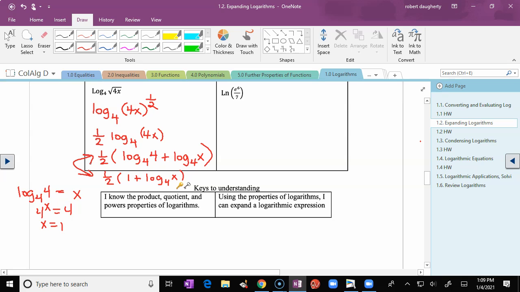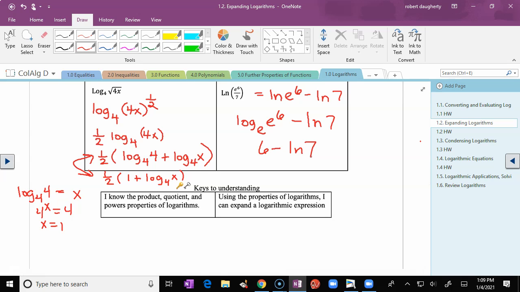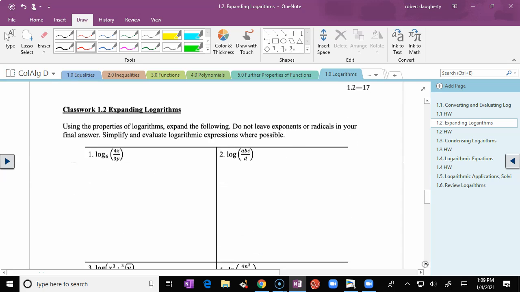Natural log of e to the 6 minus 7. So using the quotient rule, this is the natural log of e to the 6 minus the natural log of 7. This is the log base e of e to the 6 minus the natural log of 7. Remember, log base e of e to the 6 is just 6. Okay, 6 minus the natural log of 7. Those are rules that really need to get into your muscle memory.